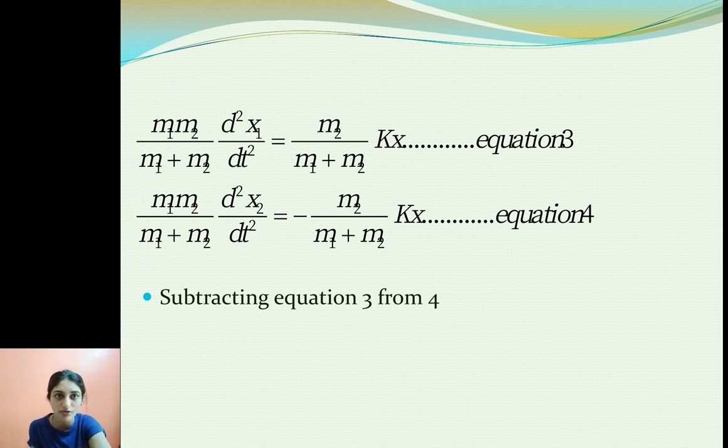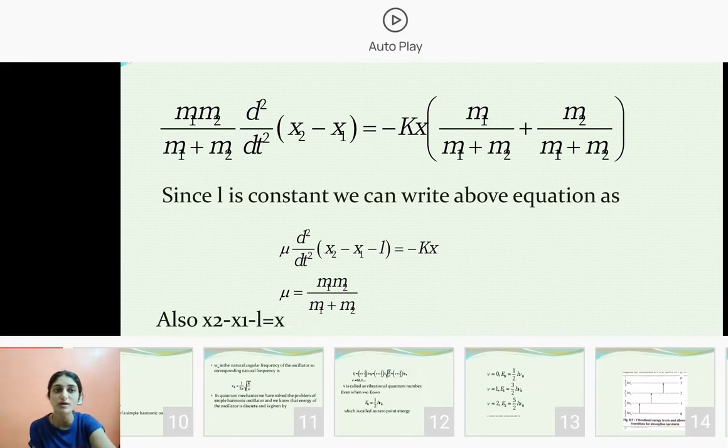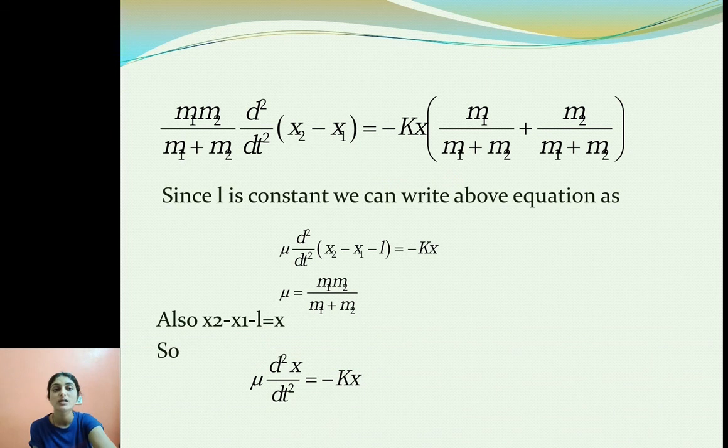So let us see what we are getting. We will be getting M1 M2 upon M1 plus M2 d square upon dt square (x2 minus x1), d2 x2 upon dt square minus d2 x1 upon dt square. Taking d square upon dt square common, inside the bracket I have written x2 minus x1 minus kx (M1 upon M1 plus M2 plus M2 upon M1 plus M2). Since L is constant, the distance between the mean positions of M1 and M2 is constant.